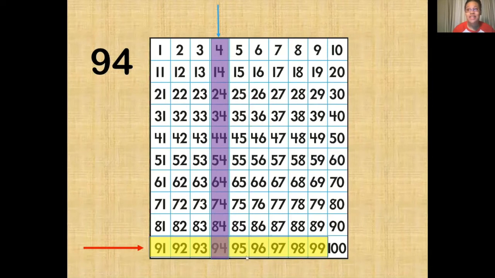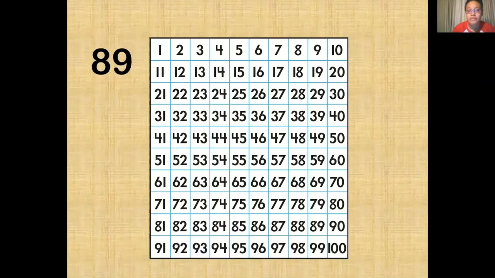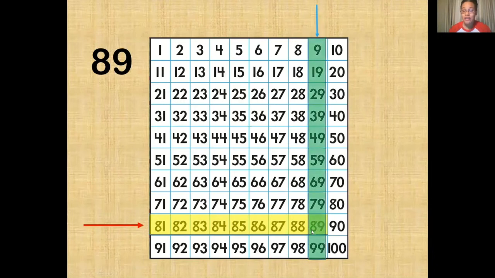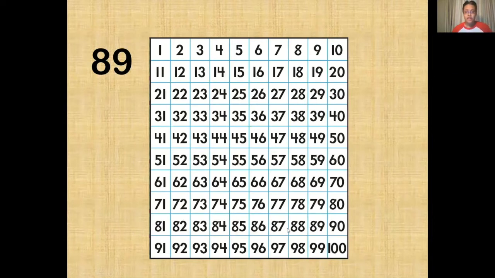Remember, it's the next number. Right, 95. Okay, this number is 89. So it begins with an 8. So that means we need to go in the 8s, 80 row, and then go to the 9s column, and we've now found 89. But what if you didn't have any colors?